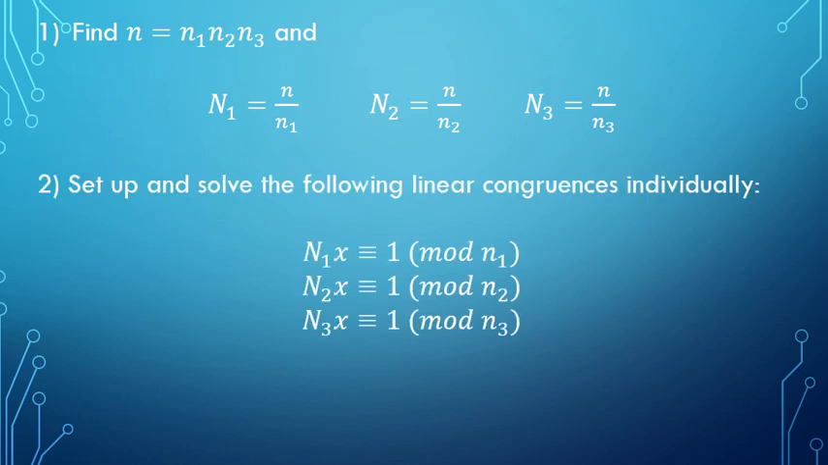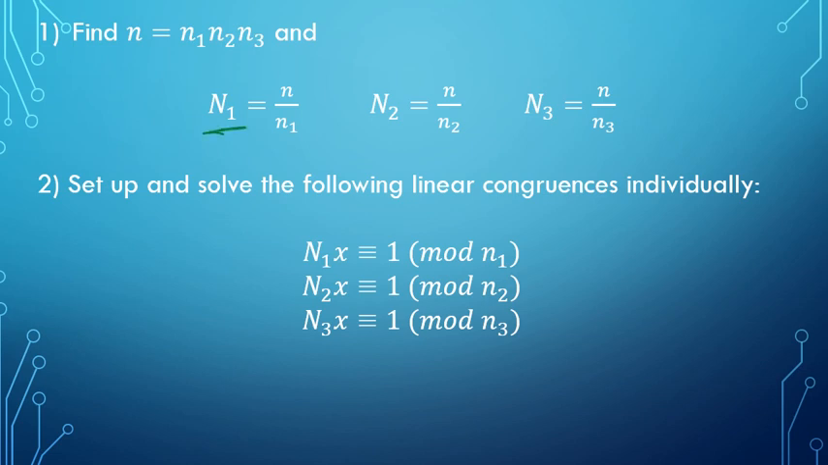Once you have the capital N's, you're going to set up and solve the following linear congruences on their own. This isn't a new system of linear congruences that we're solving. We just have three separate linear congruences that we need to solve on their own. And what these things look like, it's capital N1 x is congruent to 1 mod little n1. Capital N2 times x is congruent to 1 mod little n2, and capital N3 times x is congruent to 1 mod little n3.